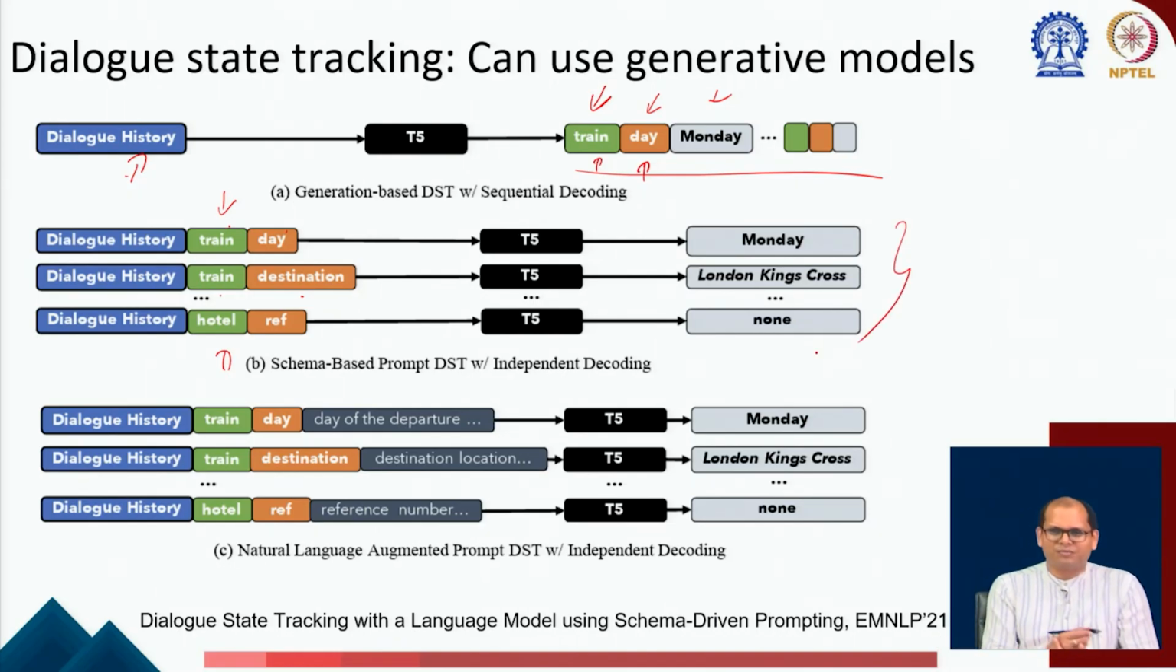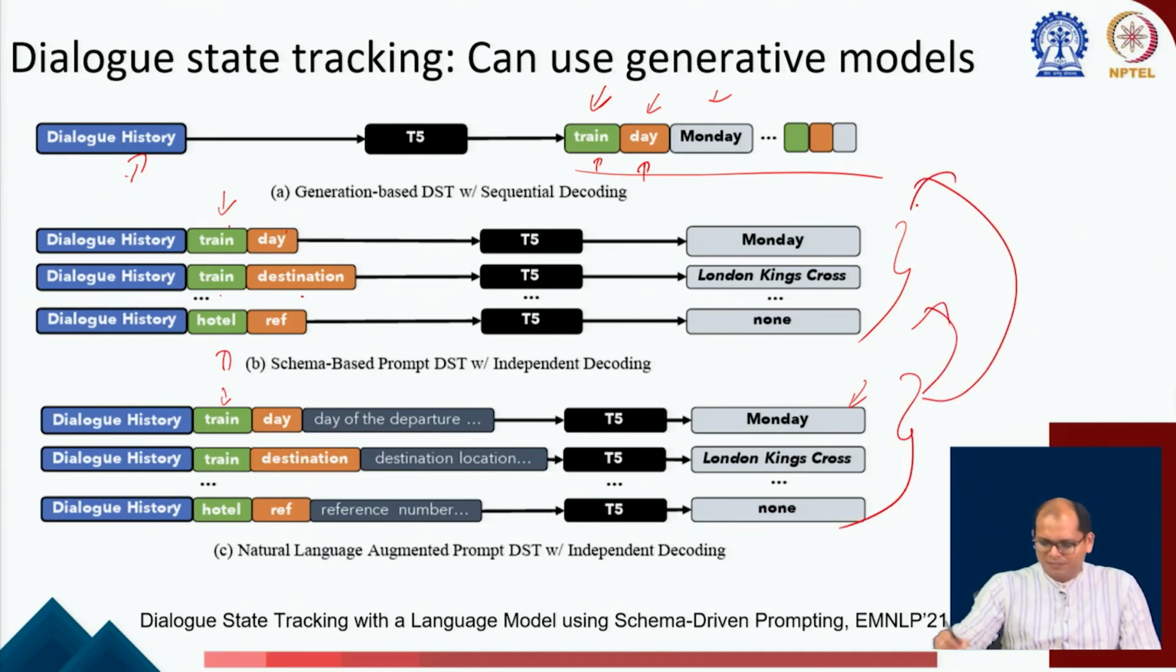That is another way of doing that, or you can even have a natural language augmented prompt. You can say, okay, train day, so you can ask what is the day of the departure, right, and it will predict this. Of course, they found this was performing better than the previous approaches. So, you can use a decoder kind of model to also do dialog state tracking.